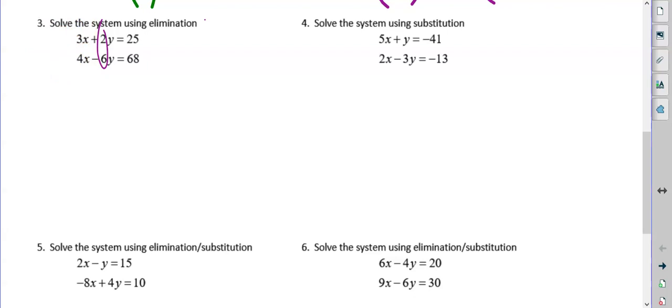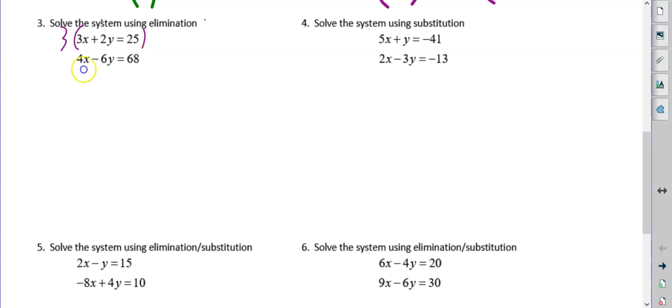But another option is 2 can become 6. So if I just multiply this by 3, I'm going to get positive 6, which is opposite of negative 6. I'm good to go. Now, is one method better than the other? No. Is this more efficient because I'm only multiplying one time? Yeah, less work I do, the more chance I have of not making a mistake.